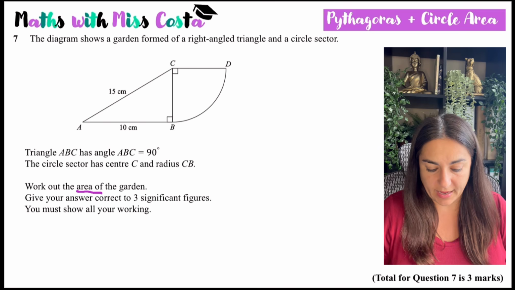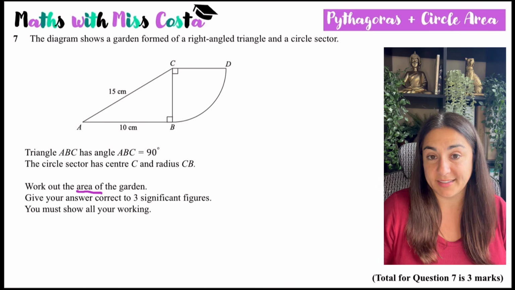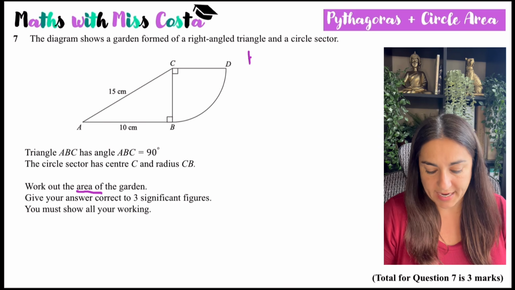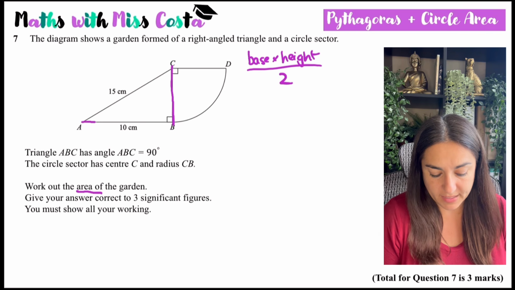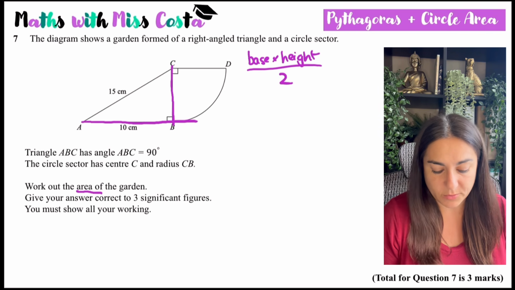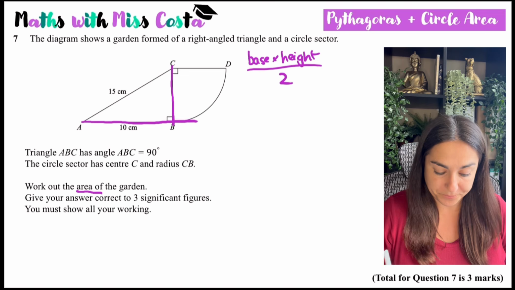Okay, so how do I work out the area? First, I can start with the triangle. To work out the triangle, you need to do the base times the perpendicular height divided by 2. The perpendicular height is going to be whatever meets the base at a right angle. So that's going to be the line CB.